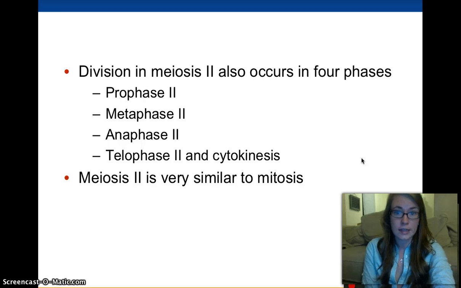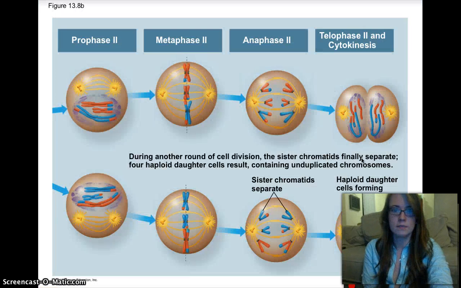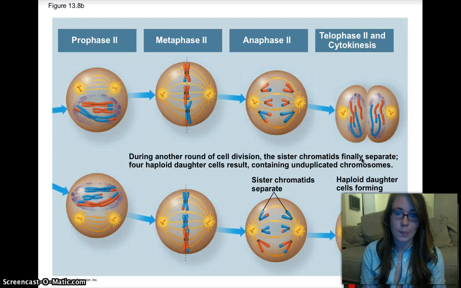So that's what's different. Then we have meiosis 2 again, and this is more similar to mitosis in the way that things happen, and we again have prophase 2, metaphase 2, anaphase 2, and telophase 2. And this is what it looks like.